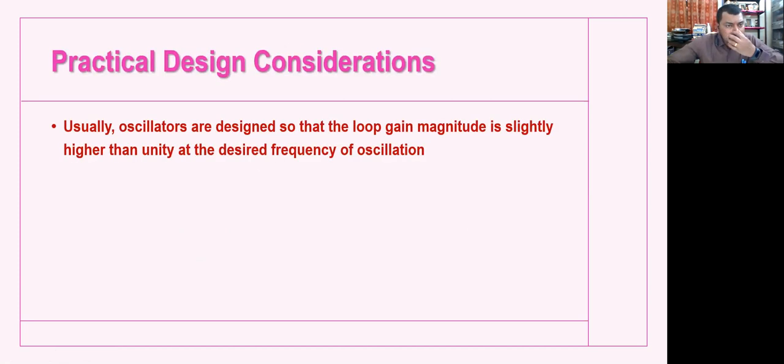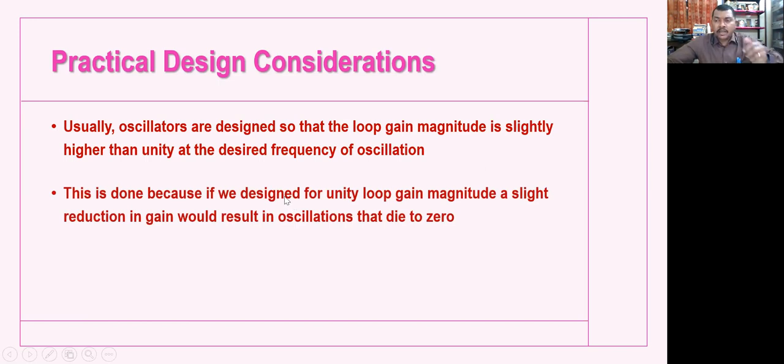Now the practical design consideration. Usually oscillators are designed so that the loop gain magnitude, as I told you, A and beta, the gain of the amplifier as well as the gain of the feedback circuit, should be equal to unity. So that is how we start. But when we start practical oscillators, the loop gain magnitude is kept slightly higher than unity at the desired frequency of oscillation. It should be kept slightly higher than 1.